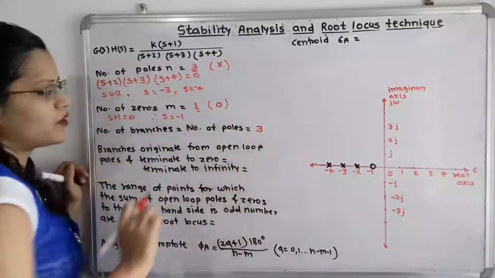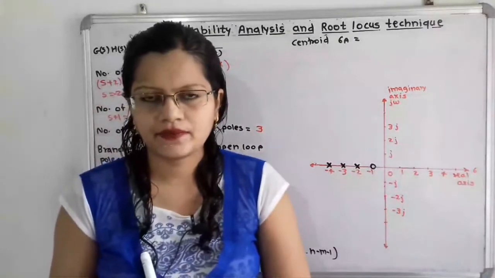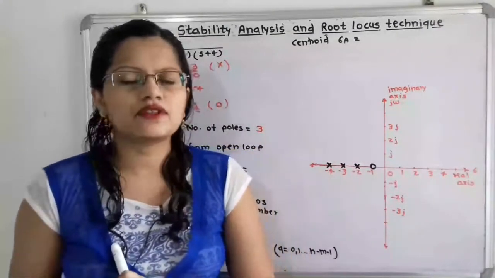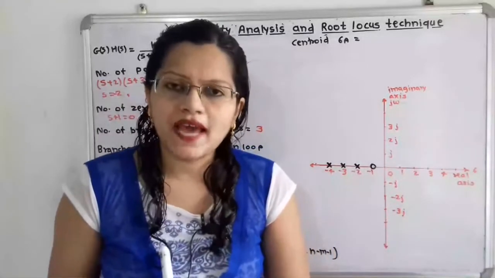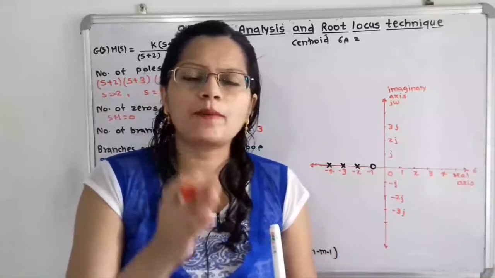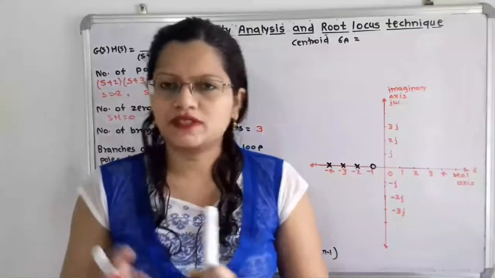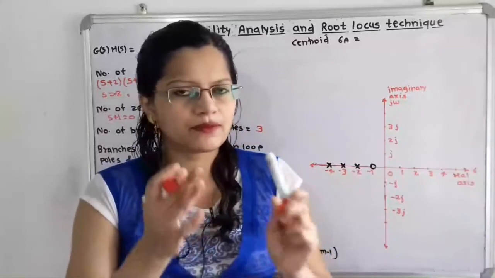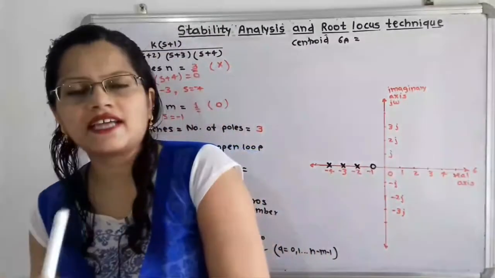So this is important. Then we will move to the next step. Now what is the next step? The number of branches is 3. We know that these branches start from, or originate from, open loop poles and end at open loop zeros. That is important. Branches start from open loop poles and end at zeros.